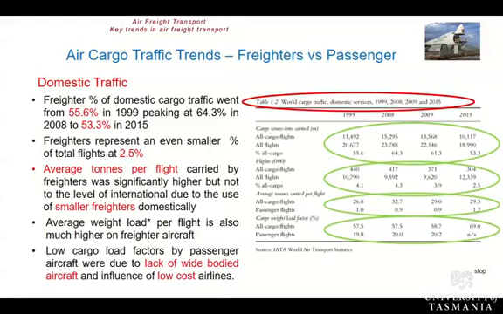Now, what might explain the little bit more extreme scenario in domestic? Part of that is due to the fact that passenger aircraft domestically lack wide-bodied aircraft. The majority of domestic aircraft are narrow-body, so the volumes available for passenger aircraft are going to be lower, as well as the influence of low-cost airlines again, who don't have any interest in cargo at all.